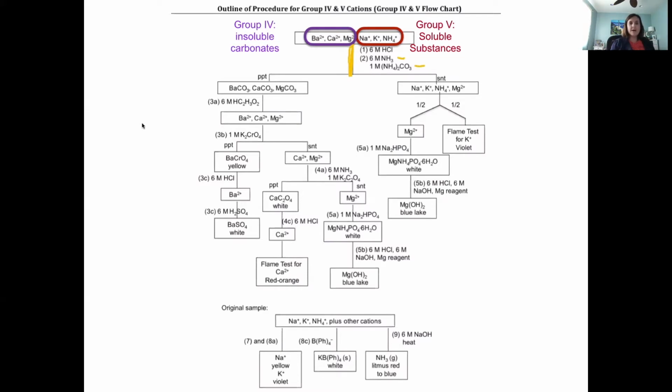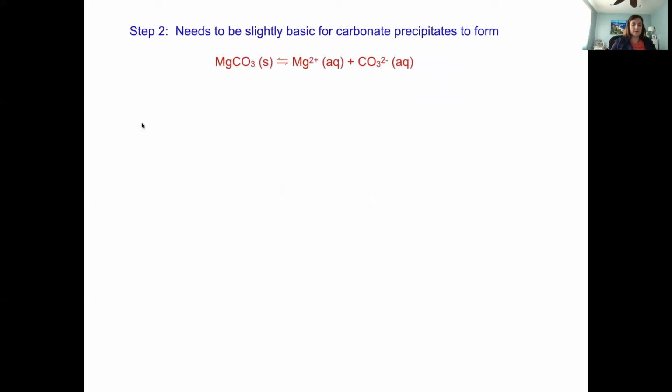So I want to talk about this step a little bit more because it actually reviews some of the material we covered in Unit 2. So step 2, right, we need the solution to be slightly basic for the carbonate precipitates to form. So let's think about this. Let's talk this through. Let's just look at magnesium carbonate. The same thing would apply for the other two, barium and calcium carbonates. So I'm writing my Ksp expression, which means solid on the left, ions on the right. So this is my Ksp expression.